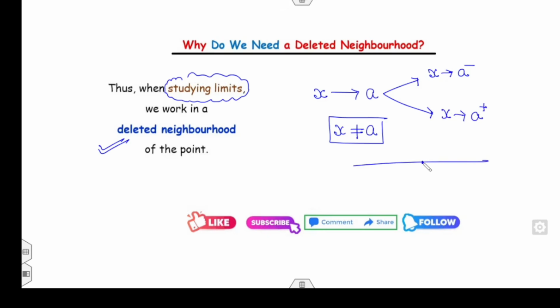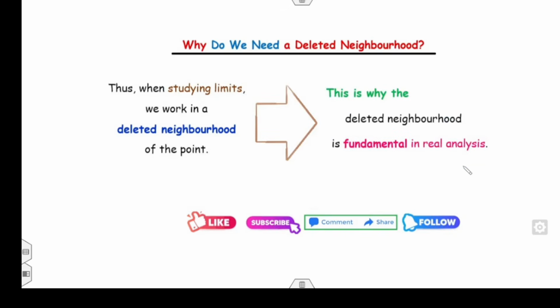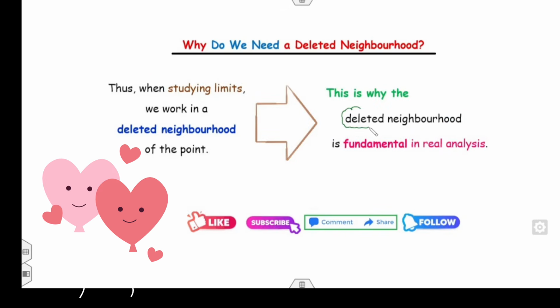What is the meaning of a negative? If this is your neighborhood, then this part is my a negative and this right part is my a positive. Therefore, that's why we call the deleted neighborhood one of the fundamentals in real analysis.